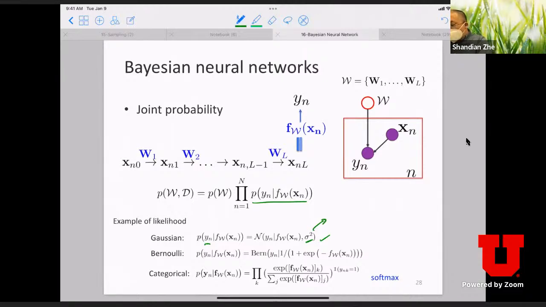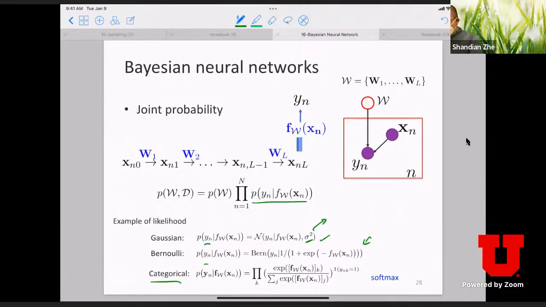If your problem is a classification problem, like a binary classification problem, then Yn is either 0 or 1. Then you can use Bernoulli likelihood. Okay. If you're doing a multi-class classification problem, this is very common in image applications, like image classification. You might have like 1,000 categories to predict. Then we use categorical distribution.